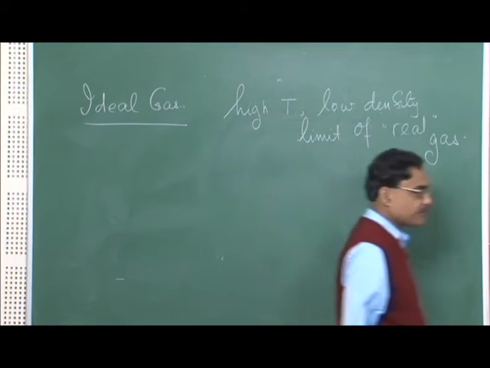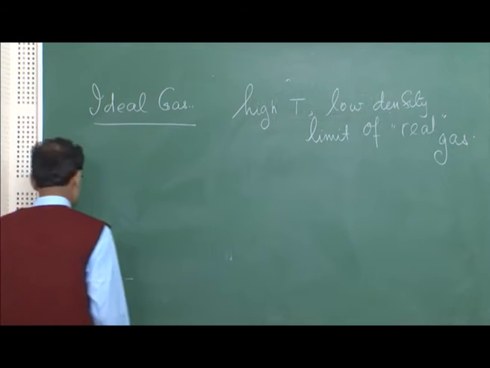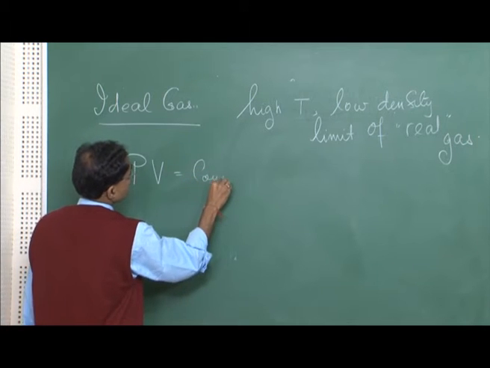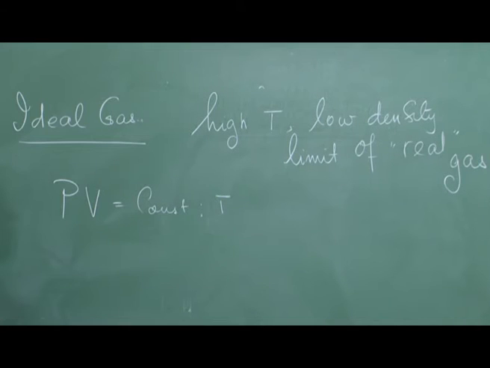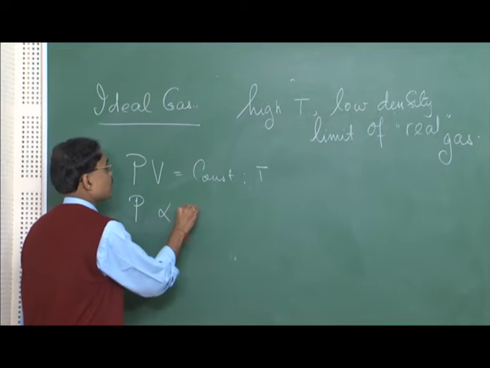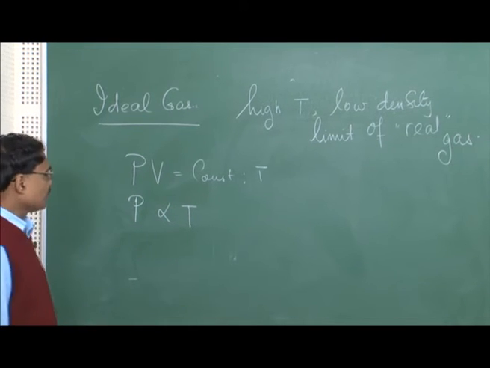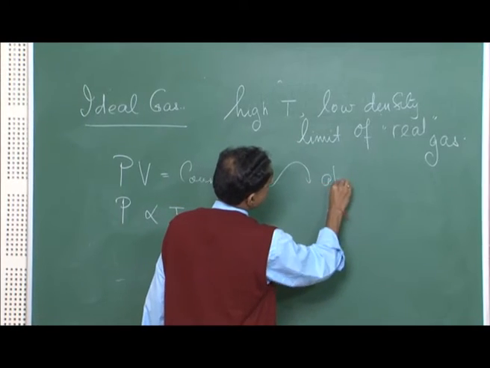Now, I told you briefly also about the laws of the ideal gas, which experimentally one can verify with a real gas at low density and high temperature. Firstly, I talked about Boyle's law, PV is equal to constant given T is constant. Then for a given volume of gas, you can say pressure is proportional to T, which is one form of Charles's law. Okay.